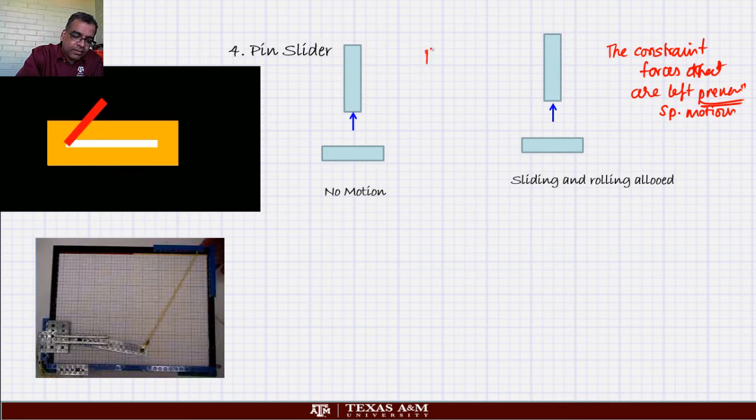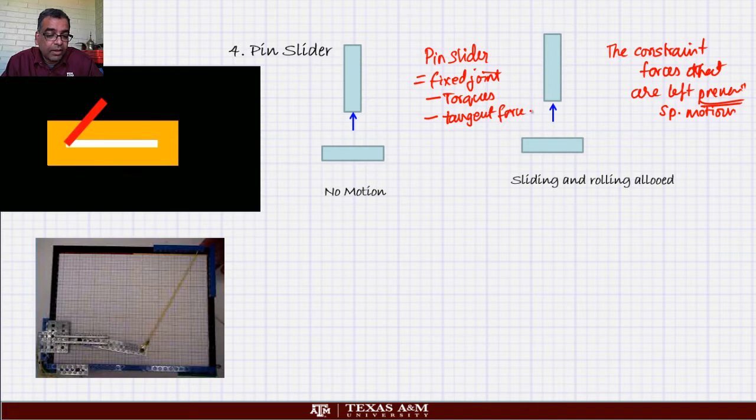So a pin slider equals fixed joint minus torque minus tangential force. Okay, that's the basic idea. A pin slider equals fixed joint minus torque minus tangential force. So it is left with only the normal force. That's how the thing works.